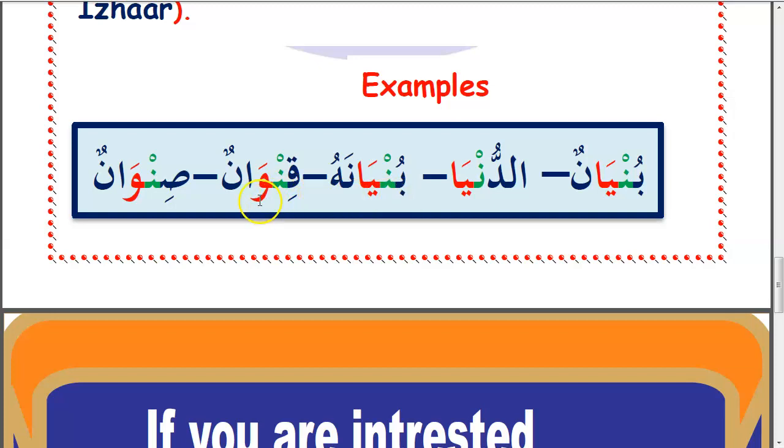Nun Sakina and here is Wawun. Kinwan. Deep gunna is not applied. You don't read it with deep gunna. That is very wrong. You don't do that. You apply Izhaarun Mutlaq.